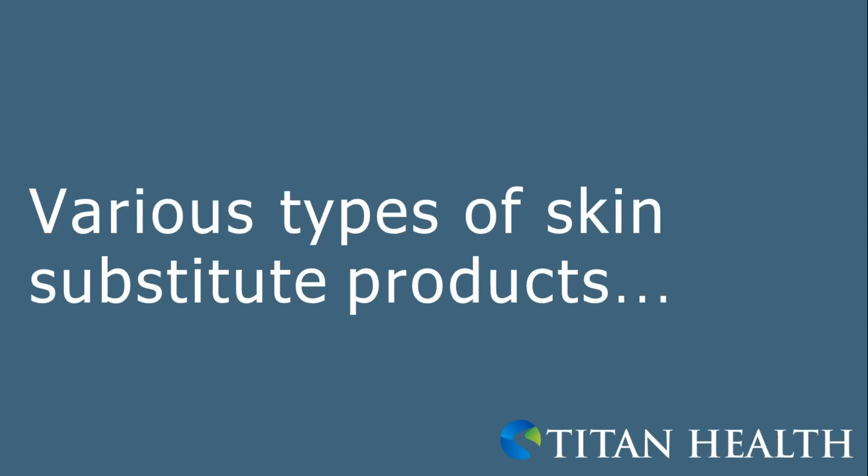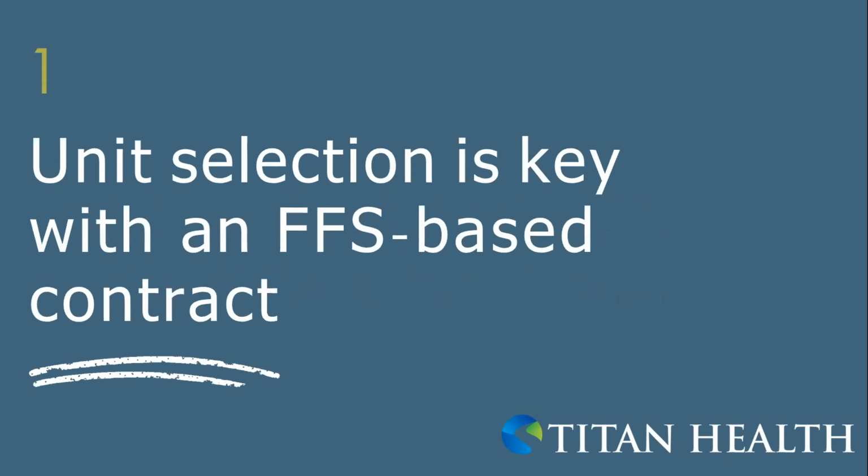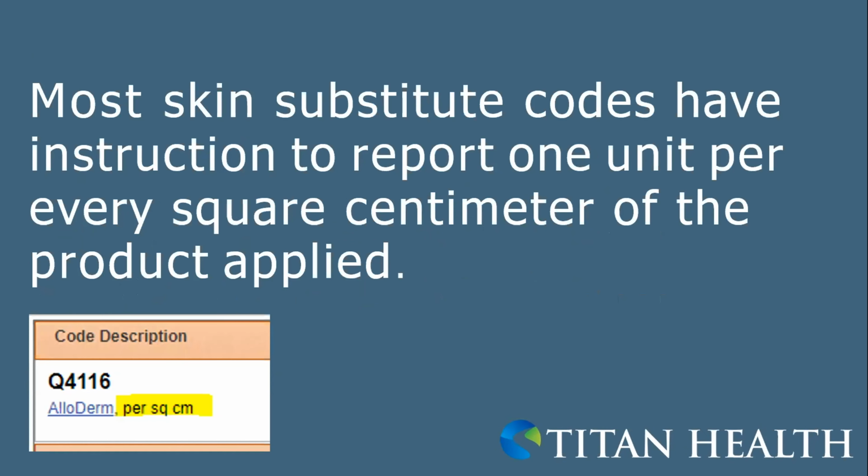Now that we've talked about skin substitutes, which codes are assigned, and the various types, let's talk about the 3 tactics that can be used to ensure you're being reimbursed appropriately. Most skin substitute codes have instruction to report 1 unit per every square centimeter of the product applied. This is important when your payer contracts reimburse based on the number of units billed, as opposed to a percent of the billed charge. Here you can see a common skin substitute code, Q4116 for Alloderm, with code instructions that advise you this code is reported per square centimeter.